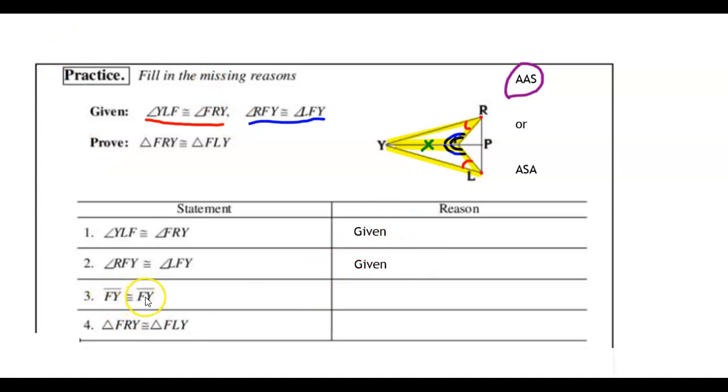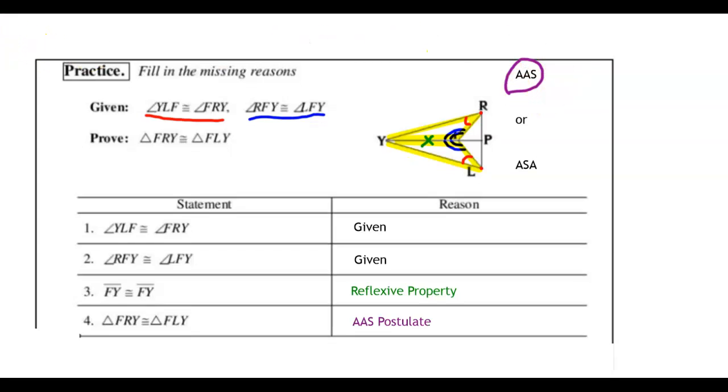Next, FY is congruent to FY. We know that it is that symbol, that X symbol, which indicates reflexive property. Last but not least, triangle FRY is congruent to triangle FLY because of that AAS postulate that we named previously. We're done with our proof.